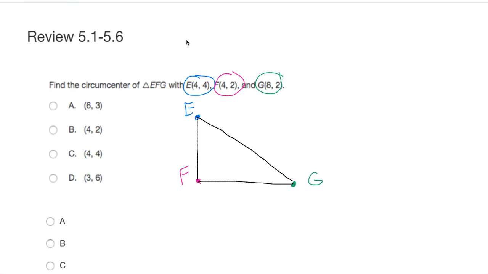And you can count that if you want. Since we're not on a gridded coordinate, I'm just going to go ahead and use the formula, which is going to be 4 plus 8 divided by 2, 3. And then we have 4 plus 2 divided by 2. So that's 12 divided by 2, which is 6. And then 6 divided by 2, which is 3.